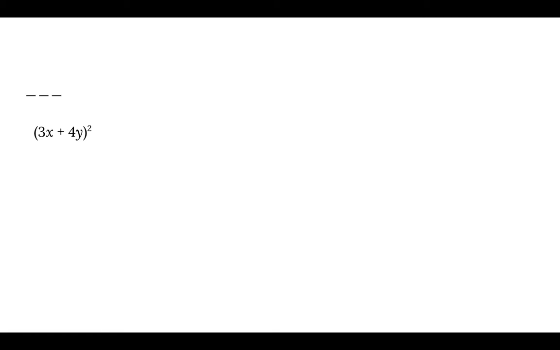So let's try another sum of squares. This time it's got a second variable in there. Now the y might throw you off, but it's still the same idea. So since I have a second power, I'll write out each parenthesis twice, and I'll go through the process of FOIL. So 3x times 3x for the first terms still gives us 9x squared.